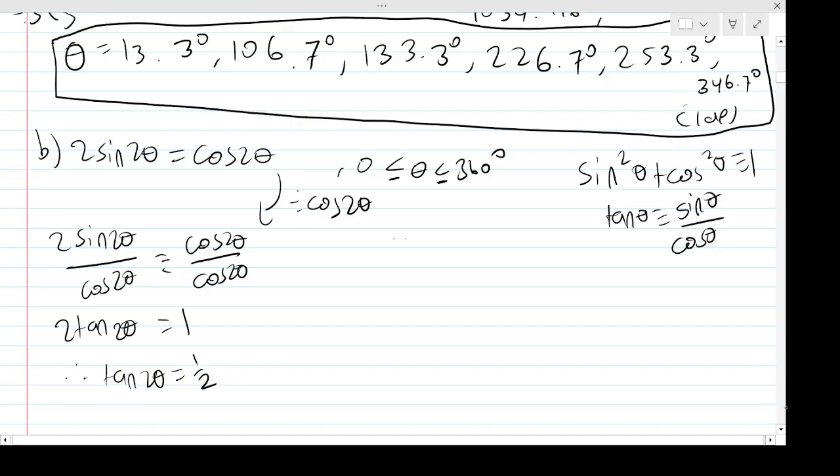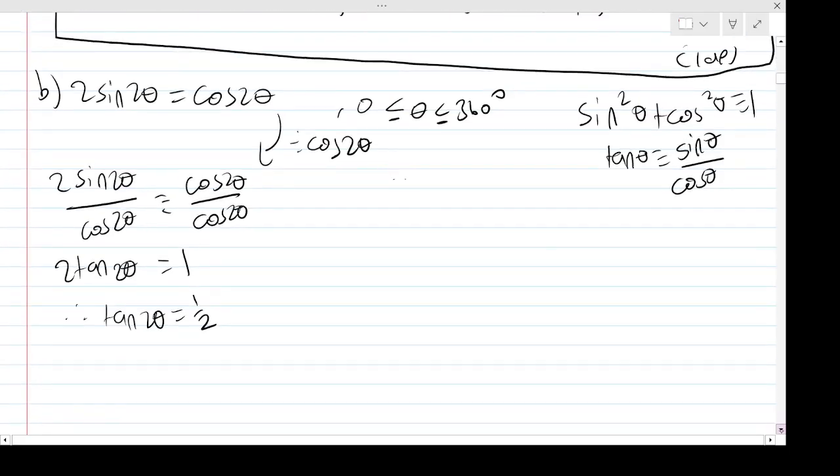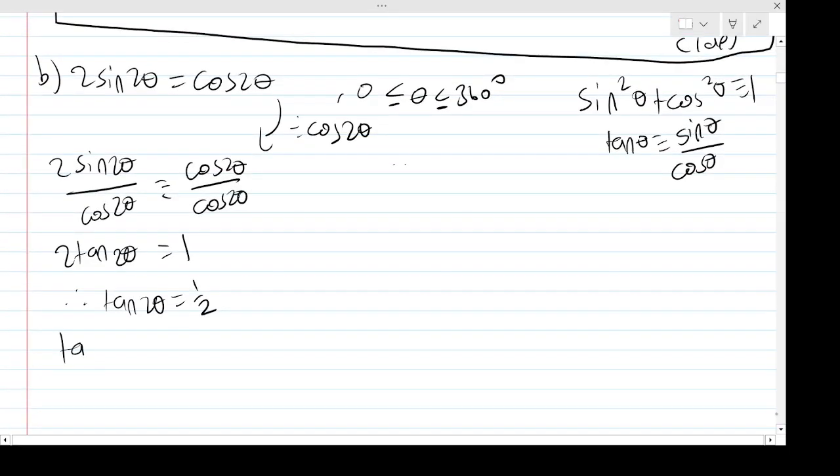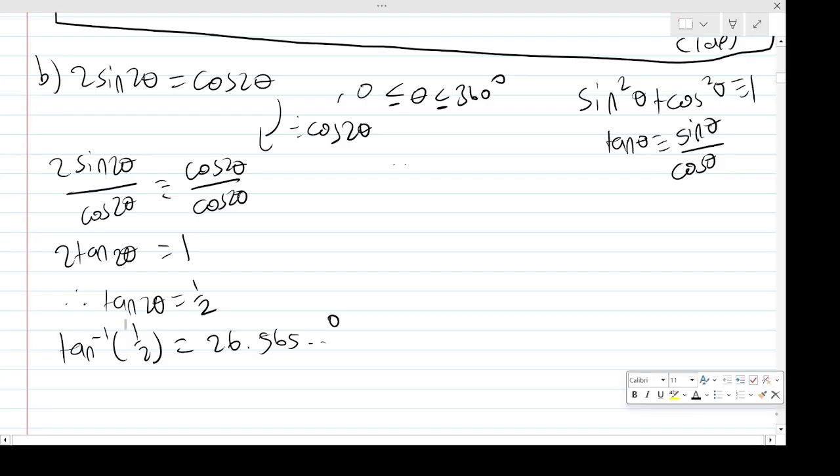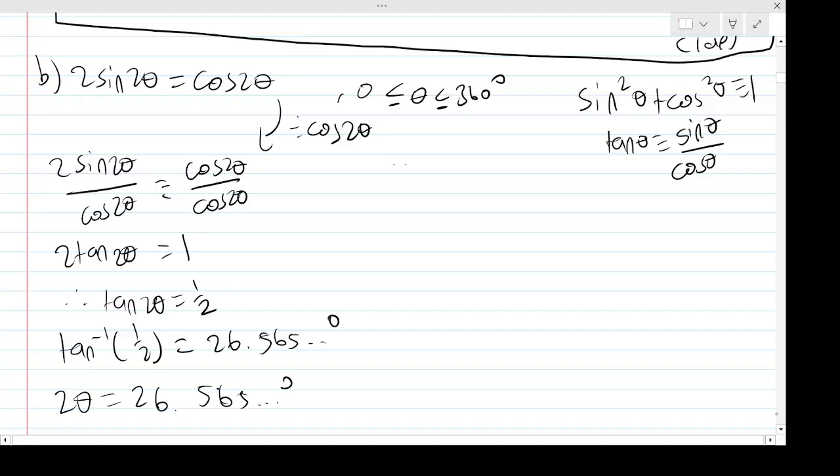So there we are. So again then, if I do inverse tan of a half, I get 26.565 blah blah blah degrees. Well then that's our first solution, but not for theta, for 2 theta, because that's our angle, right? So if we were to inverse tan, we would get 2 theta is this, 26.565. So then to get the other solutions, it might help to draw the tan graph, right?